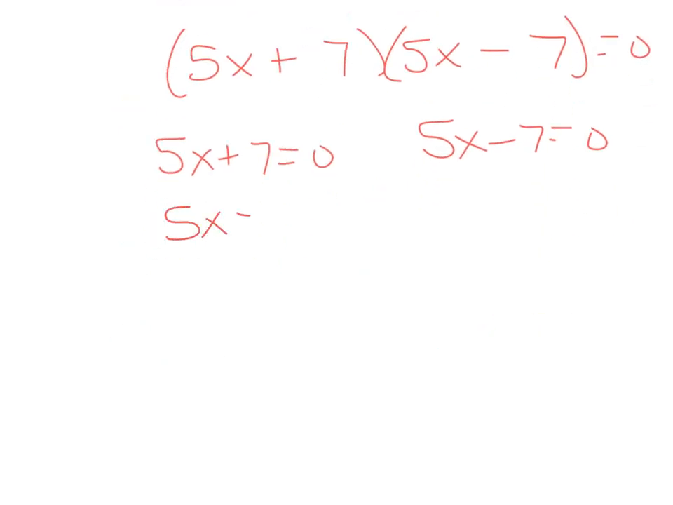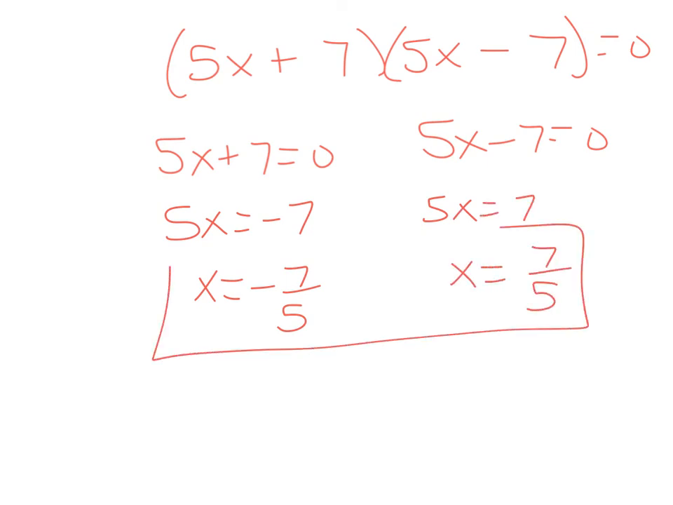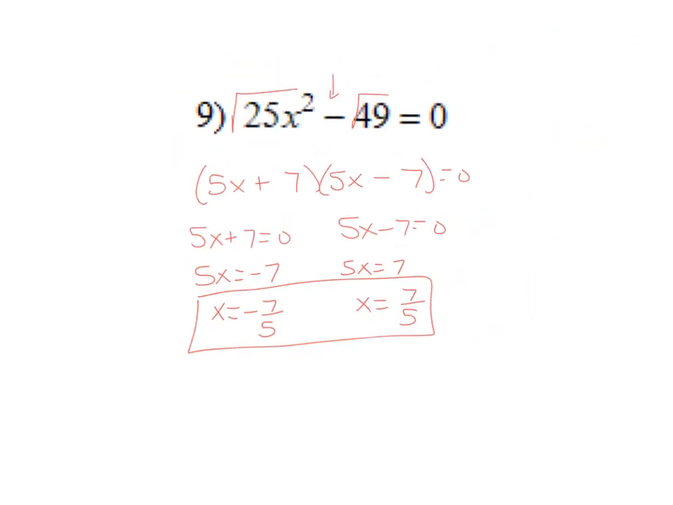So 5x equals negative 7, so x equals negative 7/5. 5x equals positive 7, so x equals positive 7/5. And those are your two solutions. Okay, that concludes this answer key.